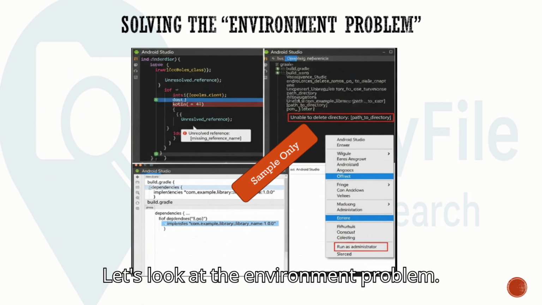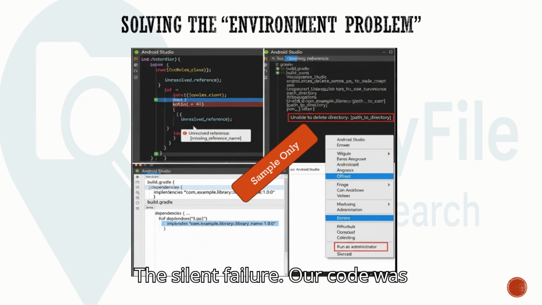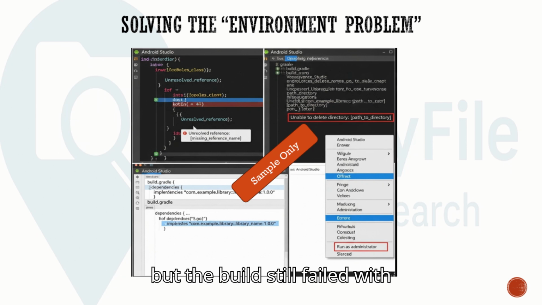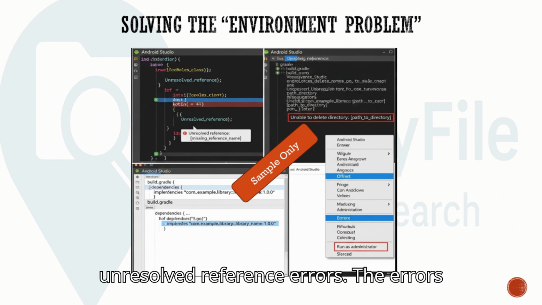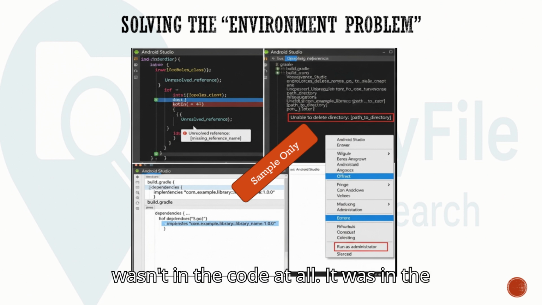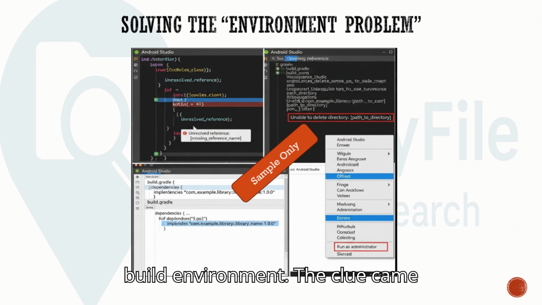Let's look at the environment problem, the silent failure. Our code was perfect, our dependencies were correct, but the build still failed with unresolved reference errors. The errors pointed to our code, but the problem wasn't in the code at all. It was in the build environment.